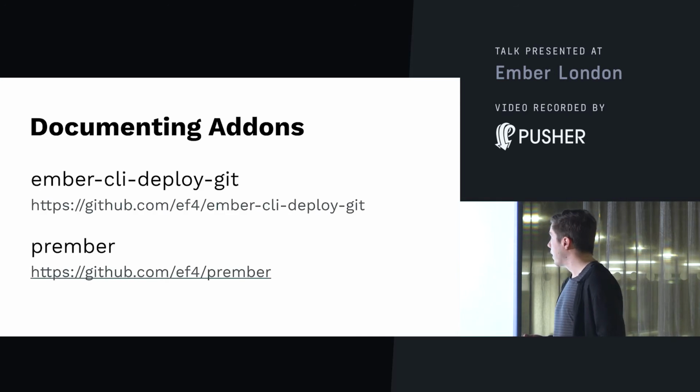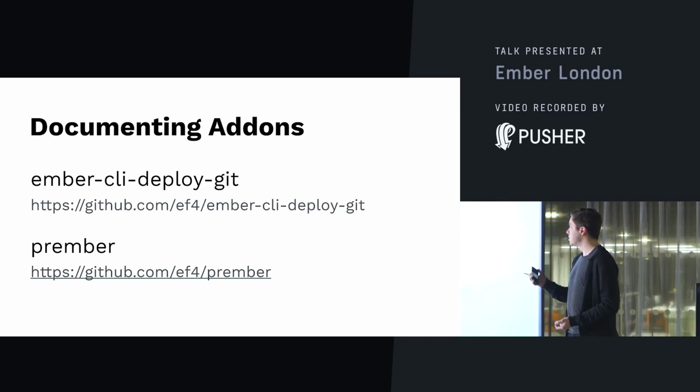So the documentation site for that add-on, it's actually using the dummy app from the add-on itself, and you can deploy that. So using Ember CLI Deploy Git, it will actually build the test app in your add-on and then deploy that to your GitHub Pages branch. So if you're working on your own add-ons and you want an easy way to have a documentation site without doing something custom, this works really well.